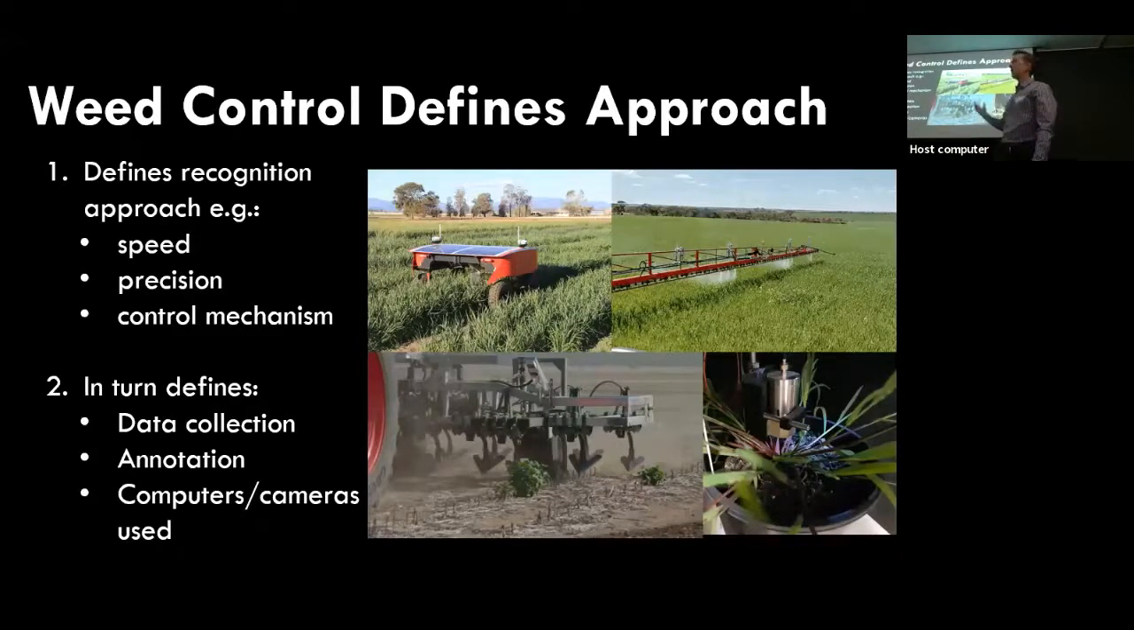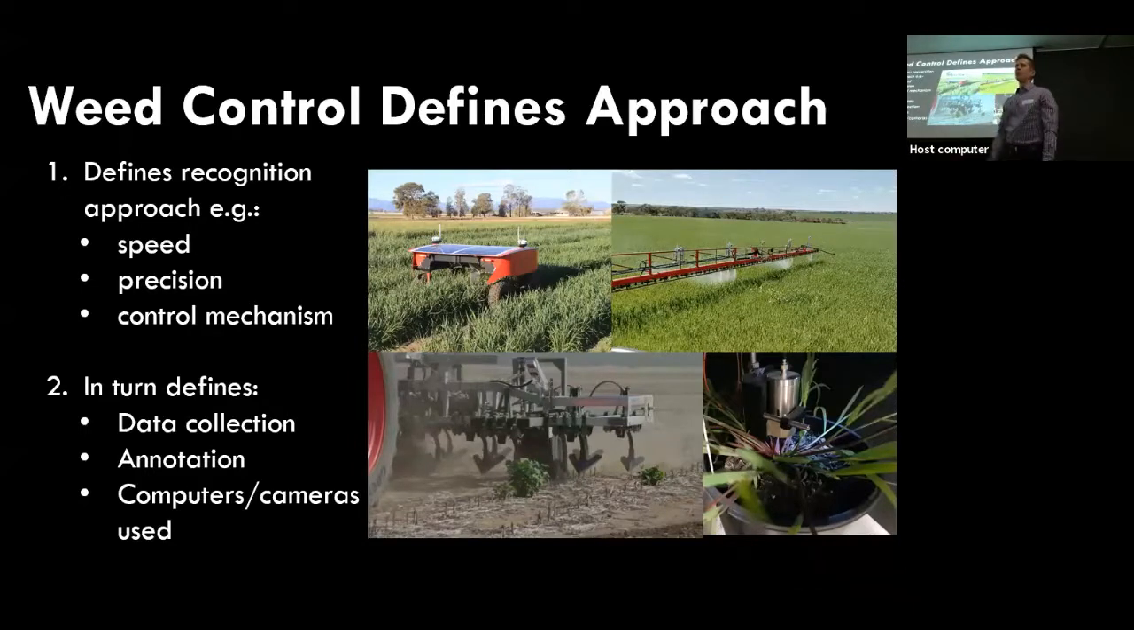Once we decide on the recognition approach and what that entails, things like speed, how much precision, so whether we need that level of precision or we need some millimeters, and the control mechanism, that helps us to define our data collection standards. So we collect data in this format, and also then the annotation, because the annotation architecture or the precision it gives us, I'll talk about later.